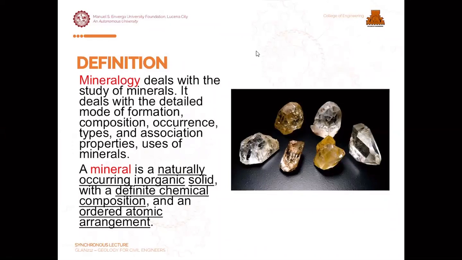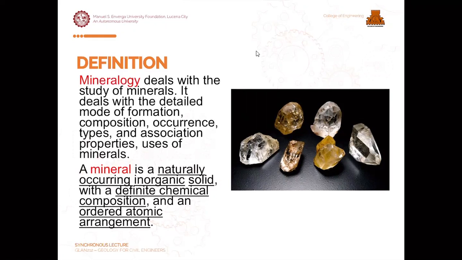Okay? So when we say mineral, it is a naturally occurring inorganic solid with a definite chemical composition in an ordered atomic arrangement. You can see here that the words are highlighted: naturally occurring, inorganic, solid, definite chemical composition, and ordered atomic arrangement. These 5 characteristics of a mineral are very important. If something falls under these 5 specific requirements, we can classify it as a mineral.